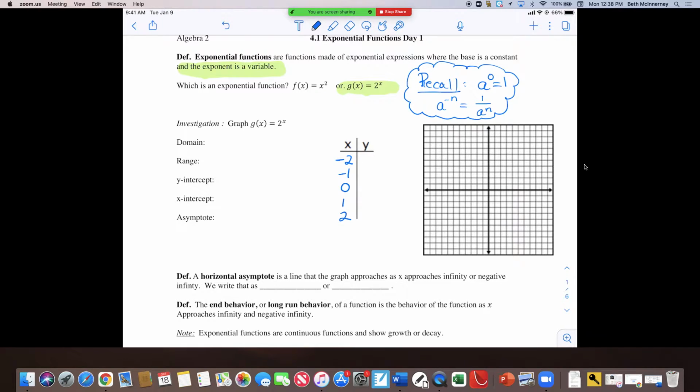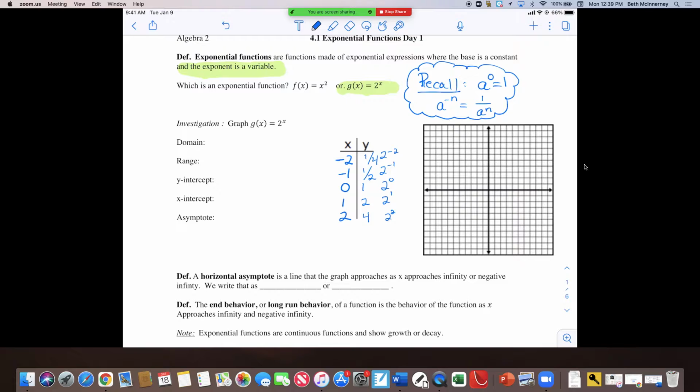So, in my table, I'm going to take 2 to the 2, that's 4. 2 to the 1 is 2. 2 to the 0 is 1. And now watch. If I want 2 to the negative 1 power, that's 1 over 2 to the first. That's 1 over 2. If I want 2 to the negative 2 power, that's 1 over 2 squared. So that's 1 over 4.